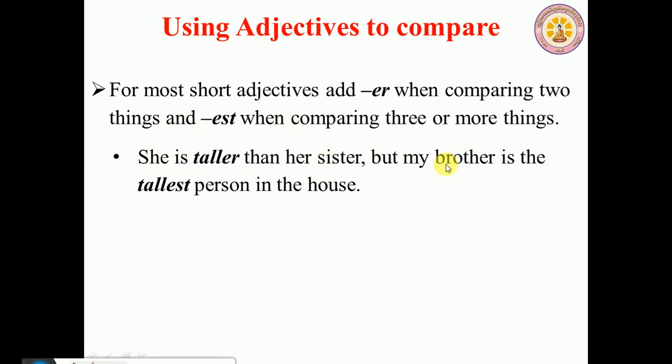And here we use tallest, the superlative. Tall is a short adjective, a one-syllable adjective, so in the superlative we add est, and it becomes tallest. We use the superlative here because we want to compare the brother with all the other persons in the house.